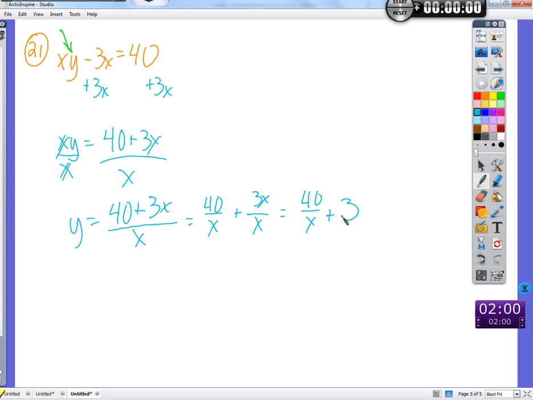So now, if I want you to plug something in, now is where I want you to do that. So plug in 5 for x. And evaluate it for when x is 5. And what will y be? 13. It'll be 11. So we'll get 8, 9, 10, 11. So y is 11 when x equals 5.